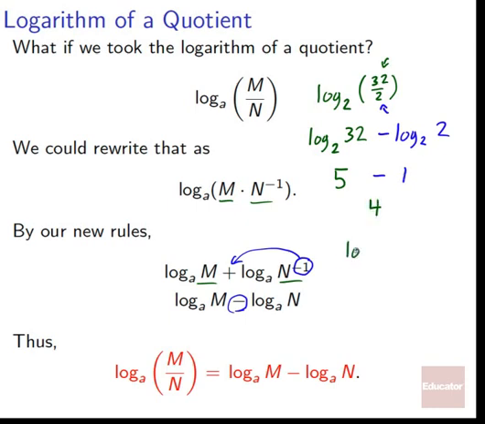What if we'd looked at it not through breaking it apart, but just simplified it first? 32 over 2, we could write that as log base 2 of 16. What number do we need to raise 2 to get 16? 2 to the 1 is 2, 2 squared is 4, 2 to the 3rd is 8, 2 to the 4th is 16, so this would be 4. We wind up getting the same thing either way we look at it. Great.